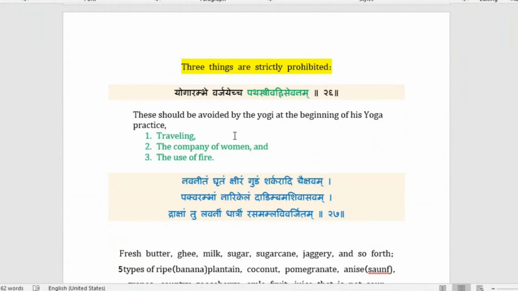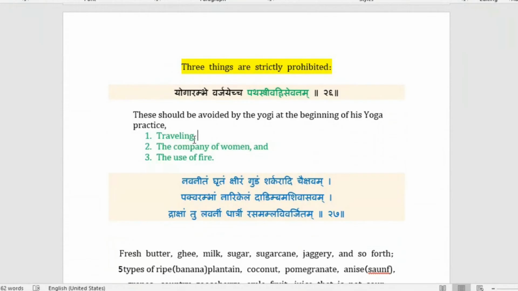Vahni, Stri in Hatha Yoga Pradipika, ma'am. Yes, yes. Vahni, Stri, Pati Seva, something. Yes, Pati Sevanam. Very good, Muthulakshmi ji. So Vahni, that means in Hatha Pradipika, fire was first. Stri Sanga was in the middle. So same, company of women. It was second in Hatha Pradipika also, and it is second in Gheranda Samhita also.